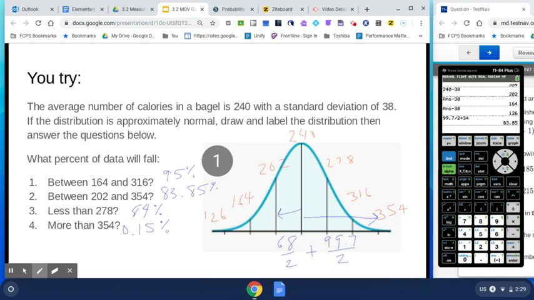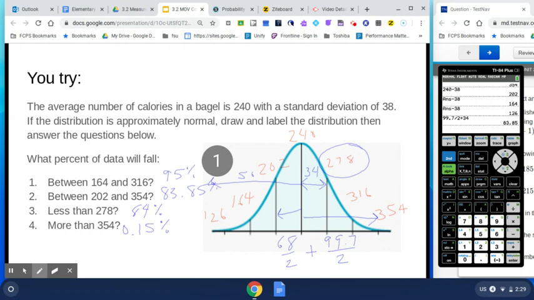Less than 278. 278 was 1 standard deviation above the mean. So this area from the mean up to 278 would have been 34%, and I added that to 50% to get that 84%.